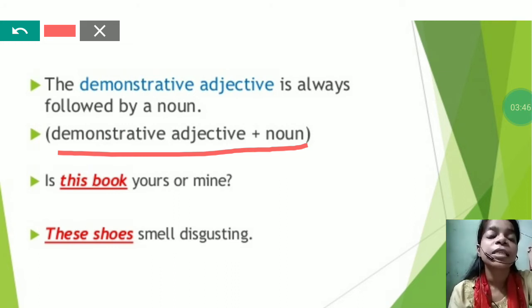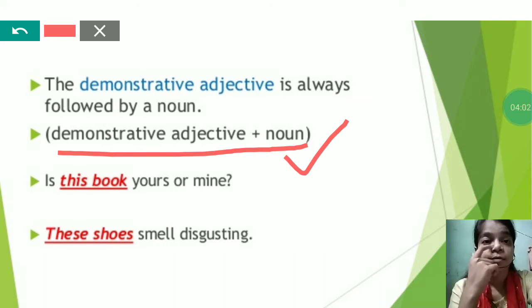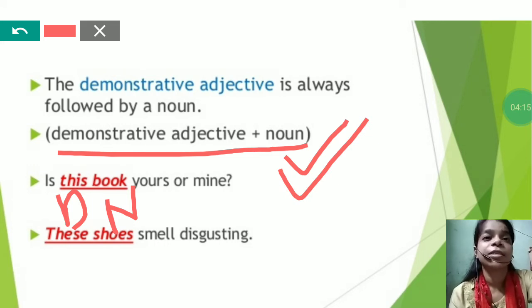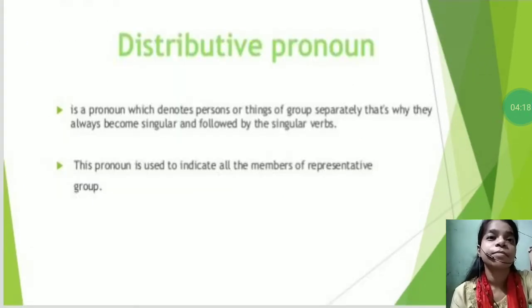Like see the example, this book. This is a demonstrative, book is a noun, and as it is a noun, it is in the structure given above, and hence here this is not a demonstrative pronoun but a demonstrative adjective. These shoes smell disgusting. Again, shoes is a noun, these is a demonstrative, and it fulfills the above criteria, so it is a demonstrative adjective. Now let's move to the next type of pronoun, that is the distributive pronoun.